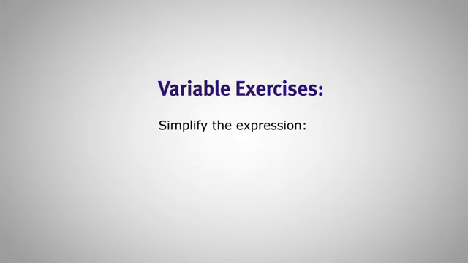Let's take a look at one more example. Number 8. In this set, we are to evaluate the following expressions using x equals 2 and y equals 5. The expression that we're given for example 8 is 9x minus 4y plus x over 2. Because we're given actual values for x and y, we can substitute those values in and solve accordingly. So rewrite the expression substituting in x equals 2 and y equals 5. We get 9 times 2 minus 4 times 5 plus 2 over 2.